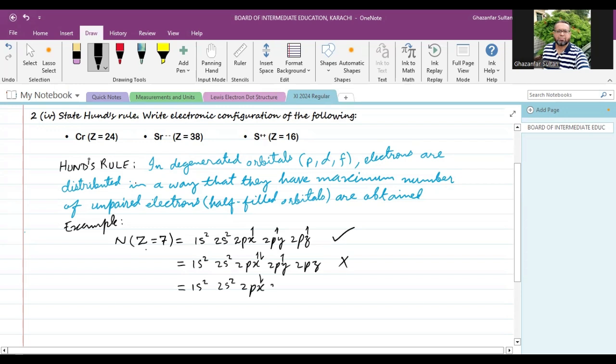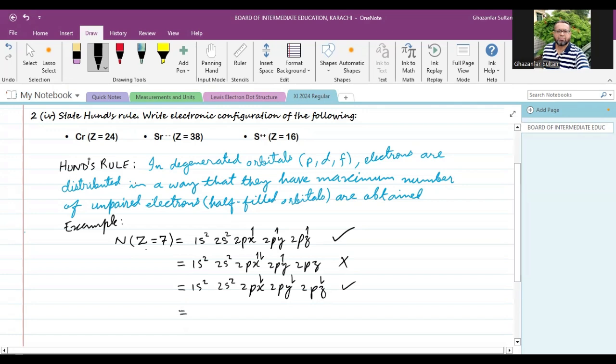But one more thing, if you write it like this, 1s2, 2s2, 2px with spin down, 2py with spin down, and 2pz with spin down, it is also correct, because they all have the same spin. It is not necessary that the spin is up. There could be down spin, but all of them must have the same spin.